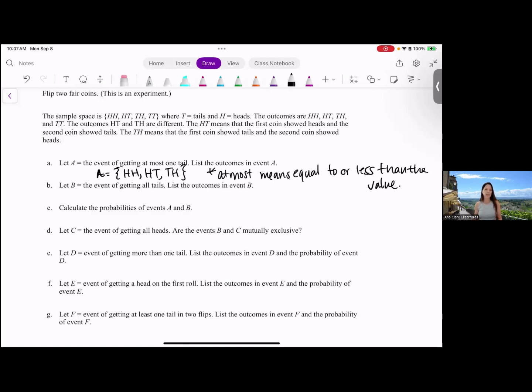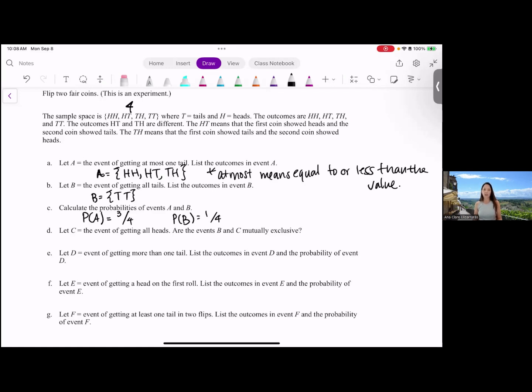B is the event of getting all tails. So the only way that I can get all tails is if I get tails each time, which is tails, tails. Now we're going to calculate the probabilities. Notice in our sample space, there were 4 outcomes total. The probability of event A is then there are 3 options in event A, so 3 outcomes out of 4 total for the outcomes of the total sample space. Probability of B is equal to only 1 outcome out of the 4 total.